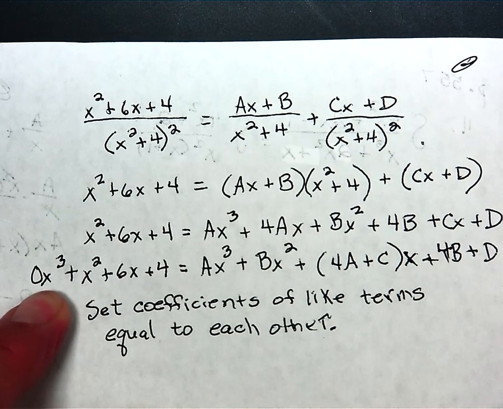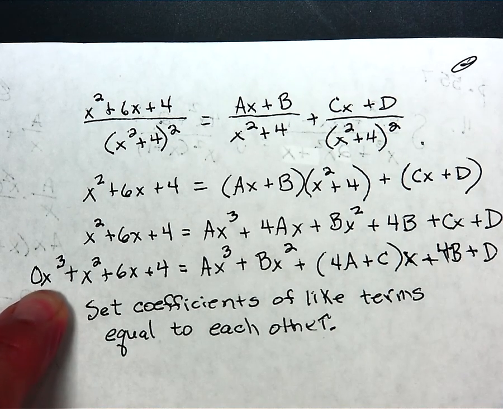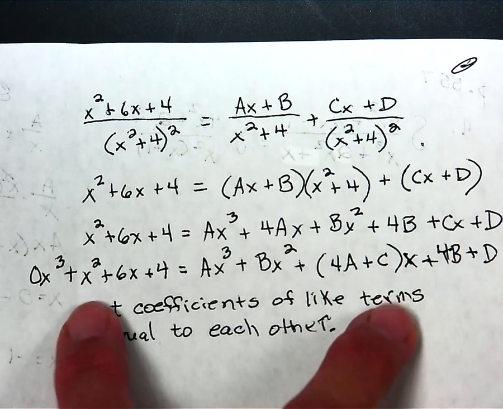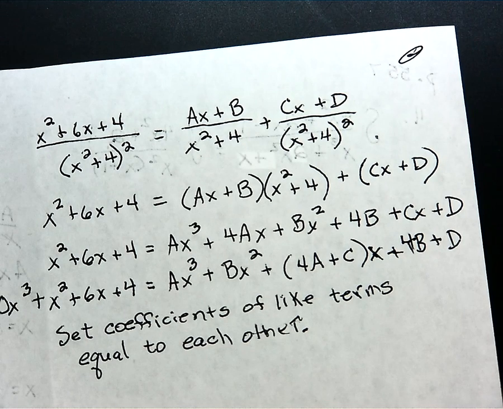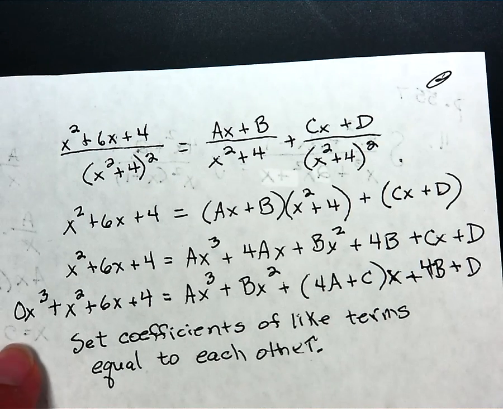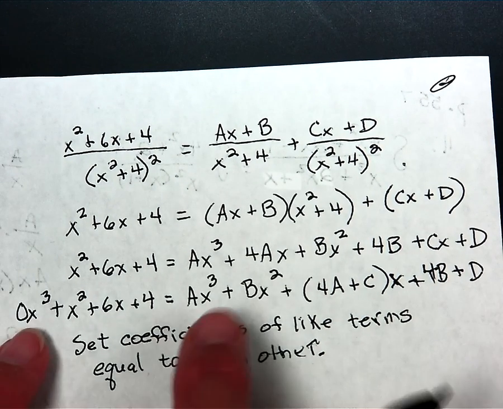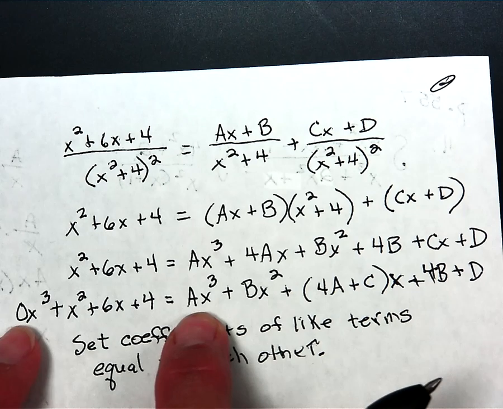See what I just wrote down? If these two polynomials, they're just polynomials, right? If they equal each other, then the coefficients of the x cubed have to equal each other, the coefficients of the x squared have to equal each other, the coefficients of the x have to equal each other, and the constants have to equal each other. Just because the polynomials equal each other. Now, that's why I put a 0x cubed on here. And so when I set the coefficients of x cubed equal to each other, what does that give me?